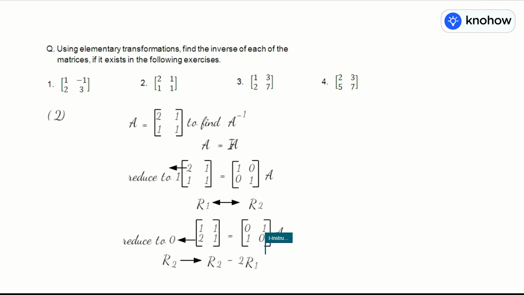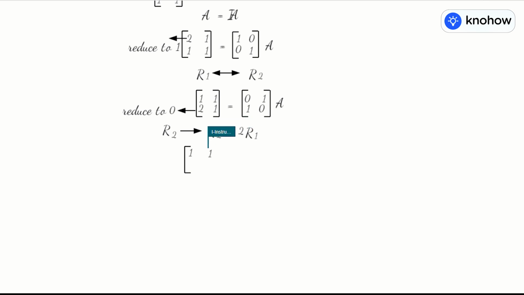So by keeping the first row, that is the elements 1, 1, as such. Now 2 minus 2 times 1, that is 2 minus 2, is 0, and 1 minus 2 will make it minus 1. Similarly, on the right hand side, the first row 0, 1 will remain the same, and in the second row 1 minus 2 times 0 will keep it 1 only, but 0 minus 2 will make it minus 2, and A as such.